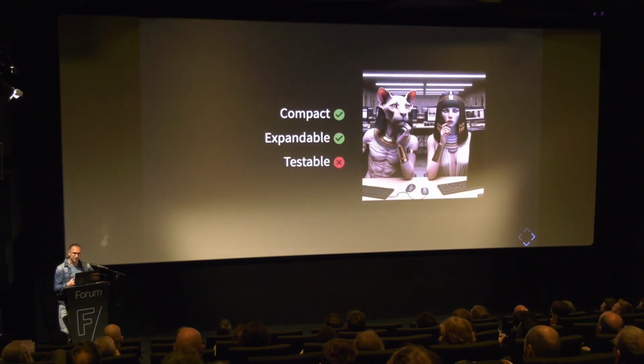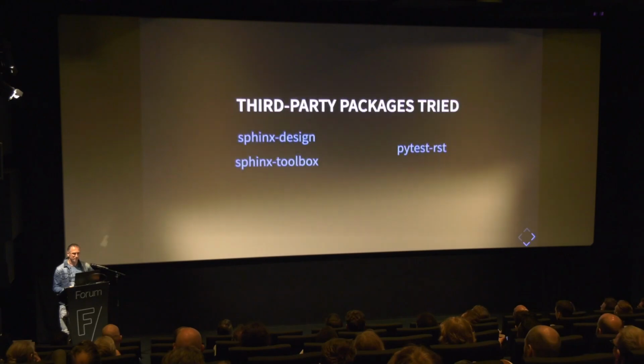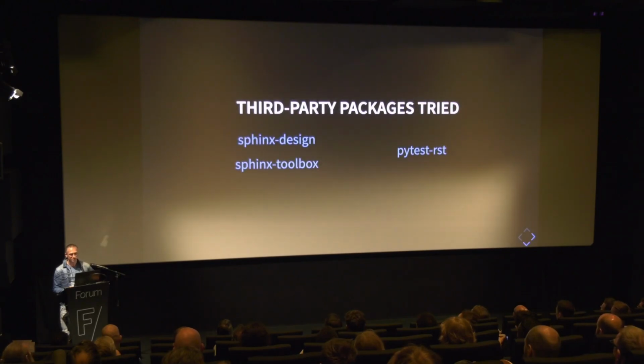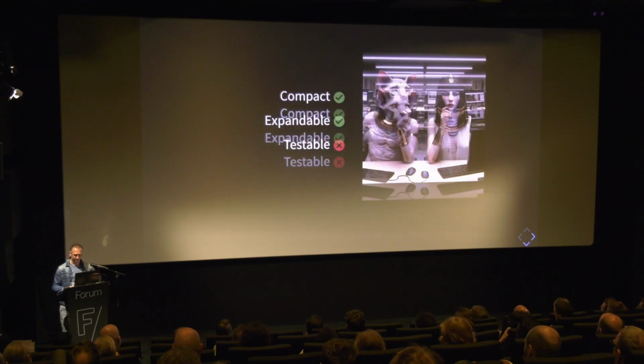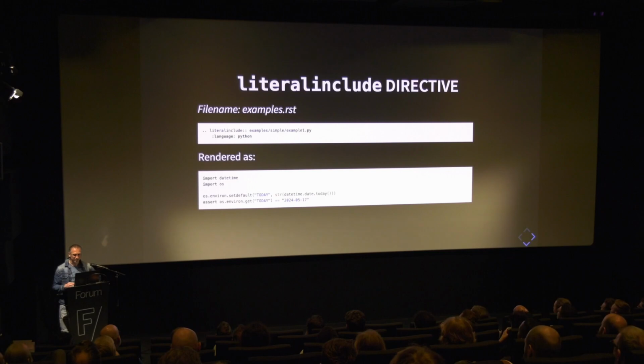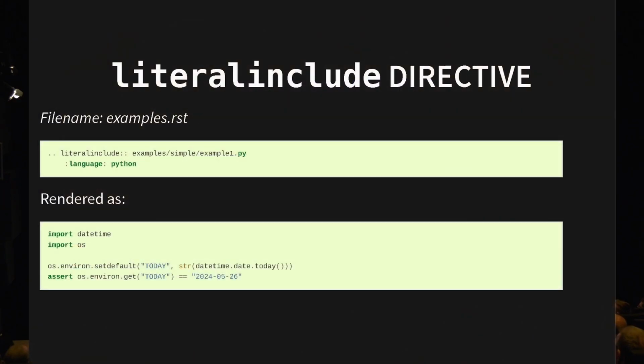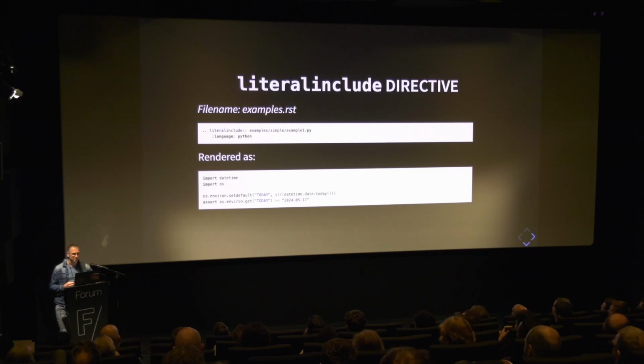So as I mentioned, the combination of these tools is either Sphinx Design and PyTest RST, or Sphinx Toolbox with PyTest RST. They both made my snippets compact and expandable, but they made the testable part even worse. So I went on to the basics of Sphinx. That's something I haven't done before, because it was so simple. I just learned it by example, by seeing others' code, but I never really read it from A to Z, and that's where I went back to.